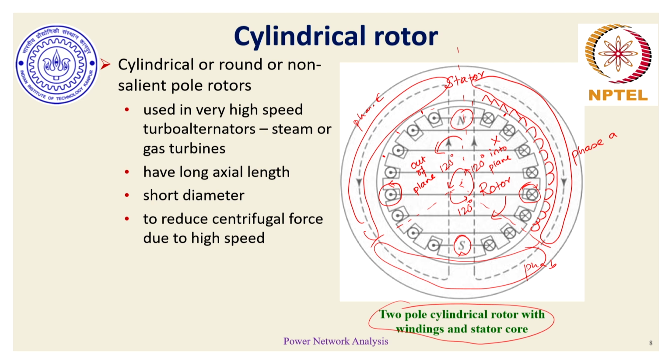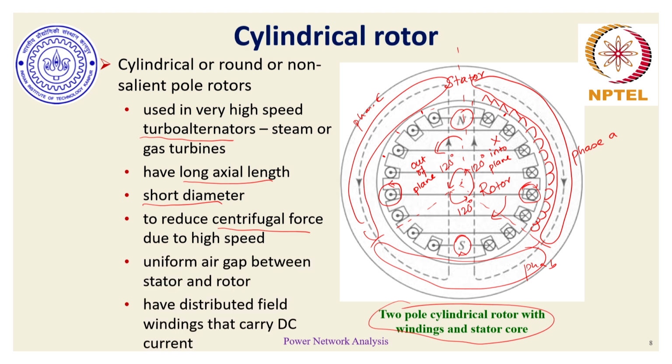And specifically for cylindrical rotor, the air gap is uniform, as already mentioned. It's usually used for high RPM turbo alternators, specifically for steam or gas turbines. They tend to have long axial length, and since the speed is high, the corresponding centrifugal force also tends to be high. So in order to limit this centrifugal force from doing any mechanical damage to the rotor or the stator, the diameters of cylindrical pole rotors are intentionally kept small to minimize the centrifugal force.